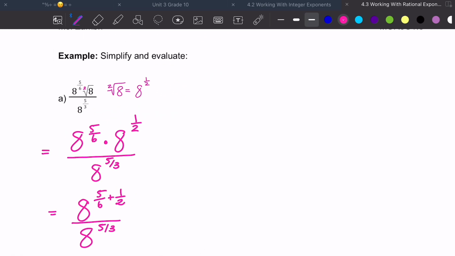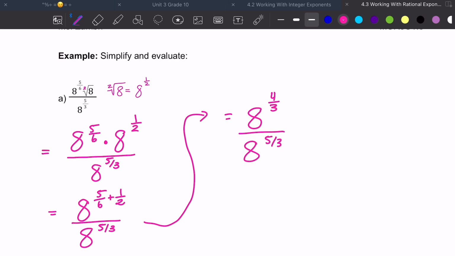So I'm just going to continue this on here. So 8, 4 over 3, all over 8, 5 over 3. Now that I'm dividing, I can subtract. What'd you say it was, Lucas? Negative 1? Oh, yeah. 8, negative 1 over 3.